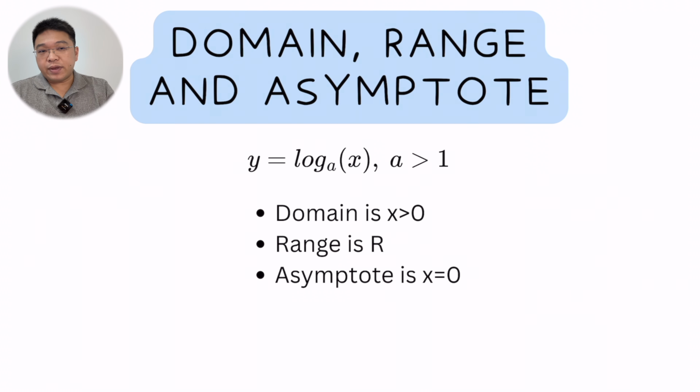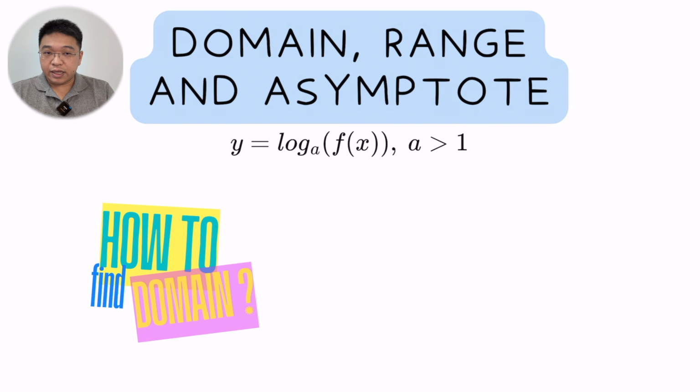Now we know that the domain is x more than 0. We know that the range is R. We know that the asymptote is x equals 0. That is the y-axis, by the way. But how do we find them? How do we find the domain? In general, we must recognize that log can only be defined when f(x) is more than 0. As a result, we basically solve f(x) more than 0 in order to find the domain.